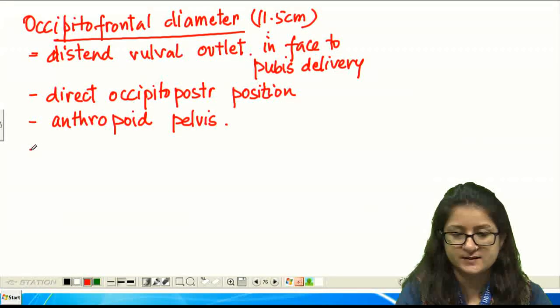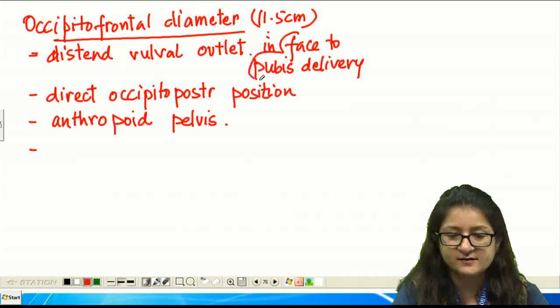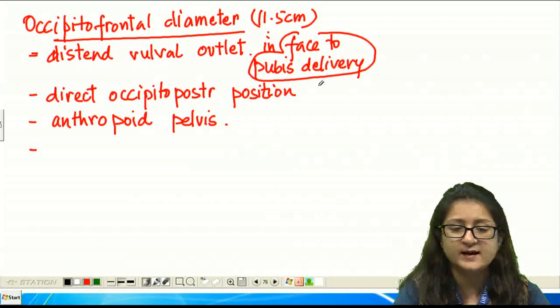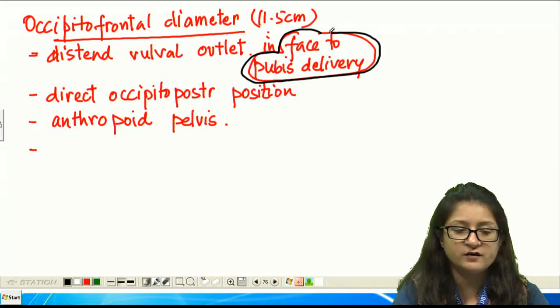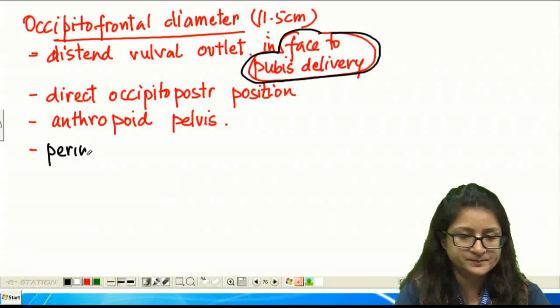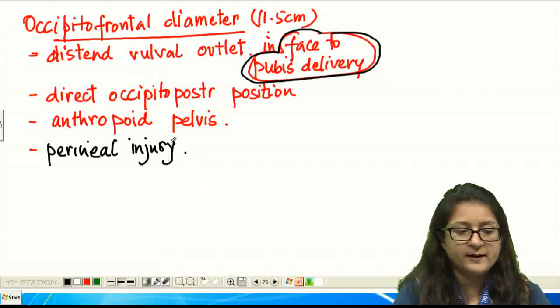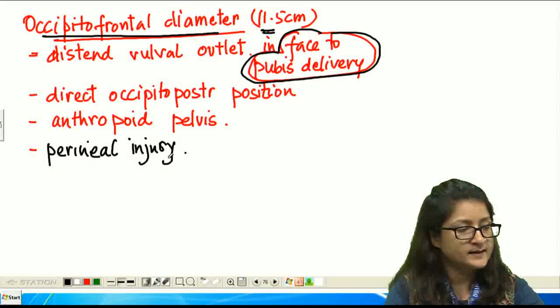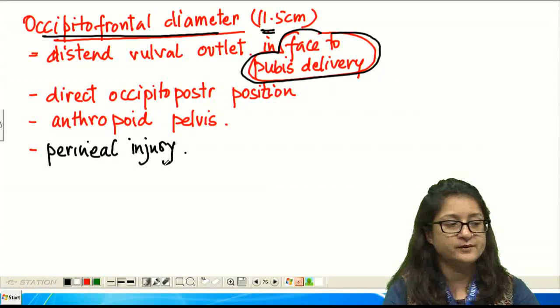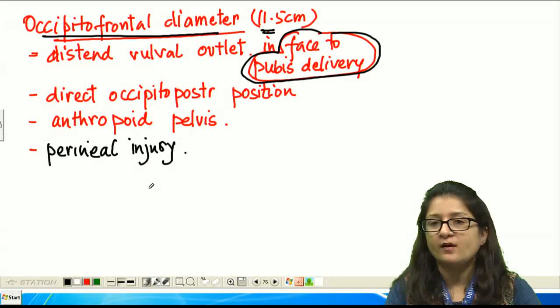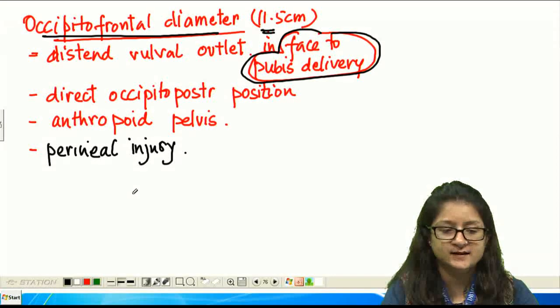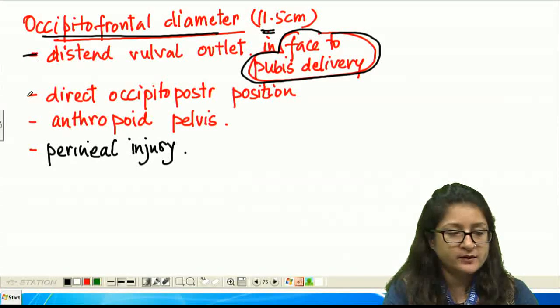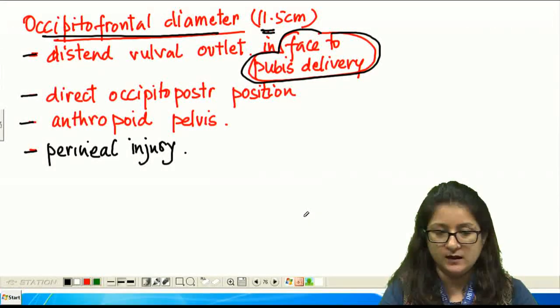So when the face to pubis delivery happens, there are more chances of perineal injury. When this bigger diameter is distending the vulval outlet, these are the problems that can happen with face to pubis delivery. Alright, so these are the important points about the fetal skull.